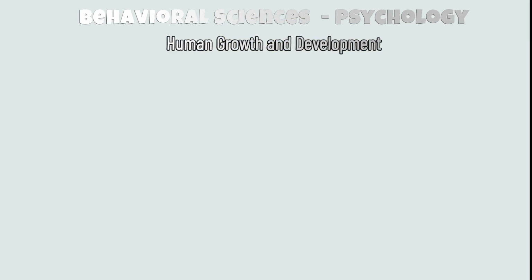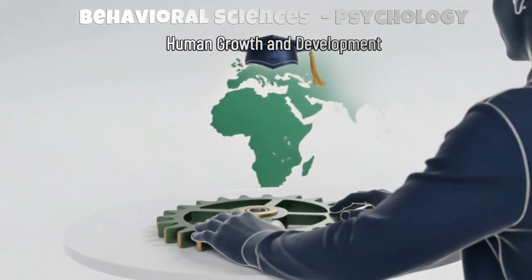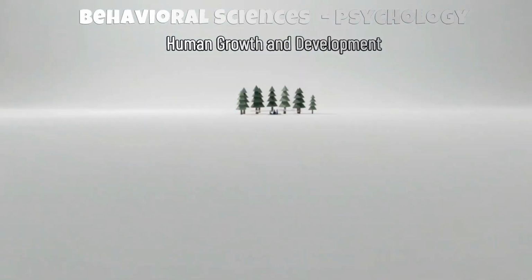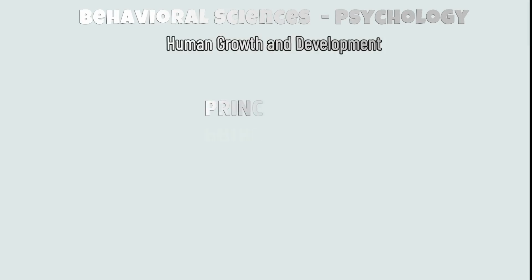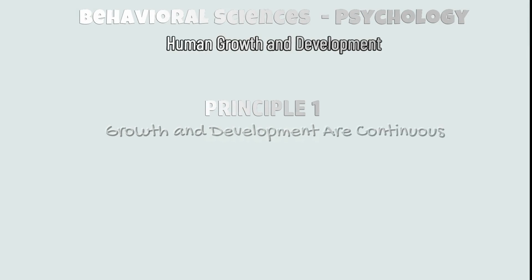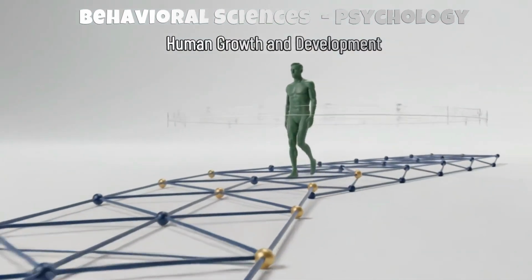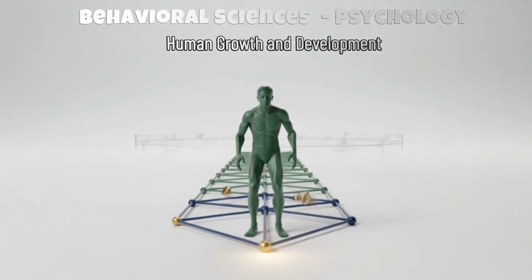Now that we understand the basic terms, let us talk about the principles that govern how growth and development actually happen. These principles apply to every single human being, regardless of where they are born, what tribe they belong to, or what family they come from. Principle 1. Growth and development are continuous. The first principle is that growth and development are continuous processes. They do not stop and start randomly. From the moment of fertilization through every stage of life, change is always happening, even when we cannot see it.